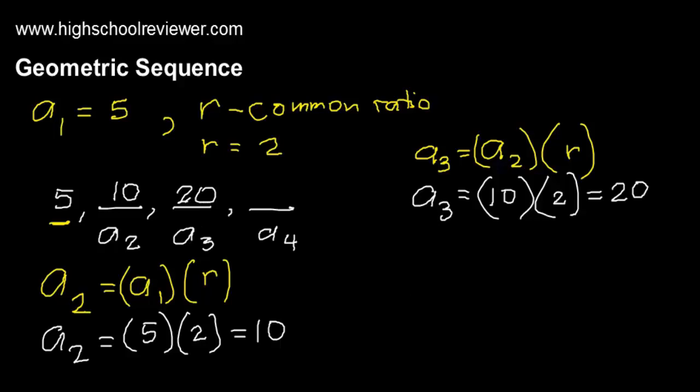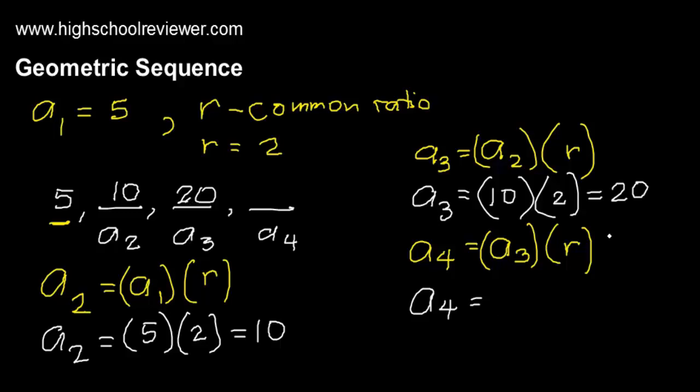And then to solve for a sub 4, the same formula: the previous term of a sub 4 will be a sub 3, and multiply this by r. And then substitute the values. We can have the value of a sub 4. This will be equal to the value of a sub 3, which is positive 20, multiplied by r, which is positive 2. So 20 multiplied by 2 is positive 40. So we have here the values for a sub 1, a sub 2, a sub 3, and a sub 4. So stay tuned, we will have some examples about geometric sequence.